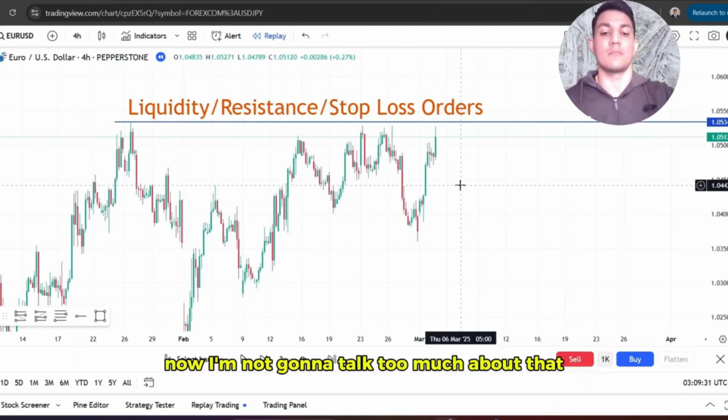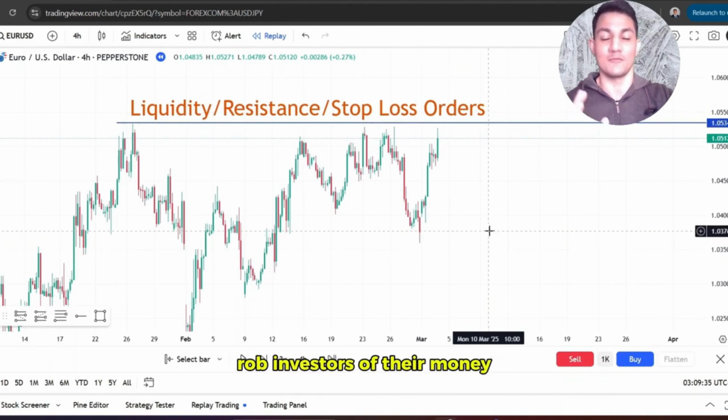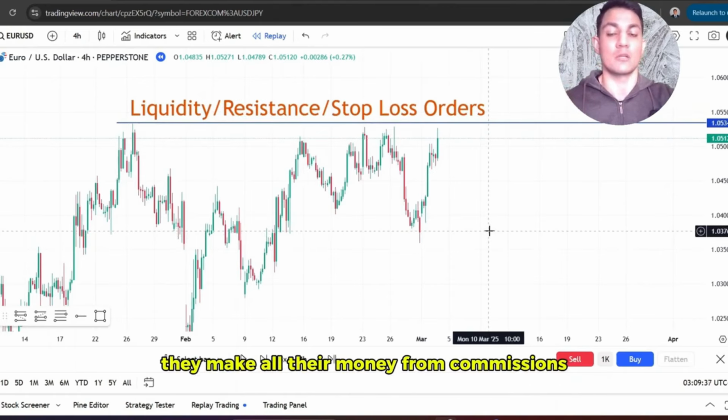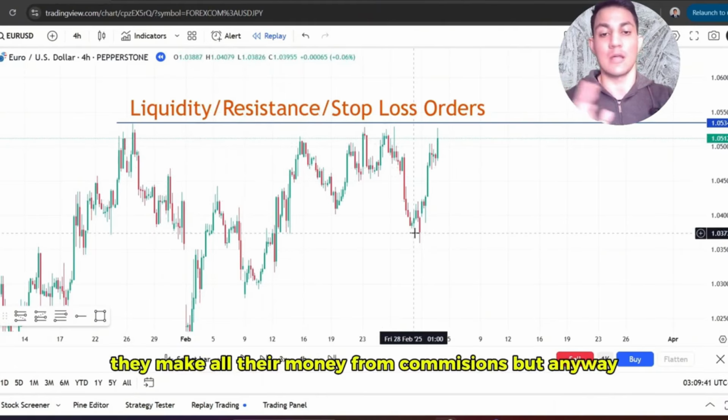Now, I'm not going to talk too much about that, but trust me, I worked at a big bank, and these big banks will literally rob investors of their money. They make all their money from commissions. They don't care whether their investors lose or win. They don't give a shit. They make all their money from commissions.